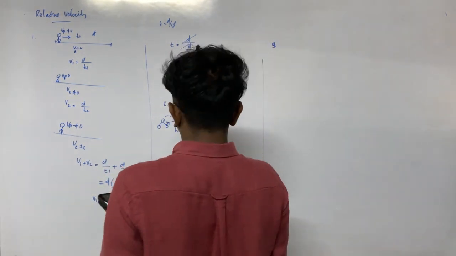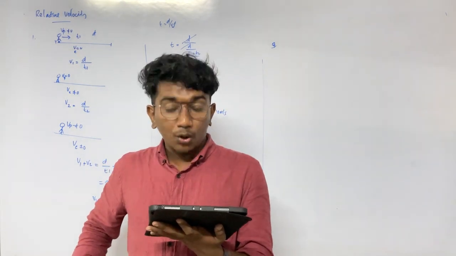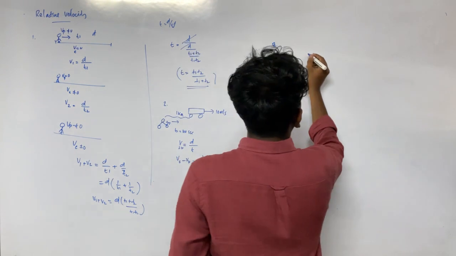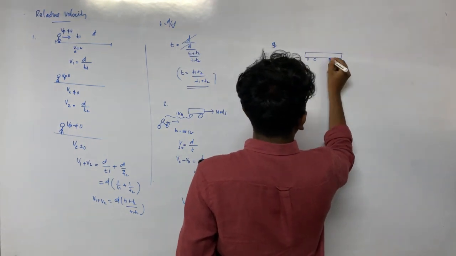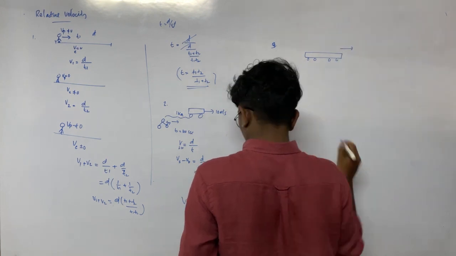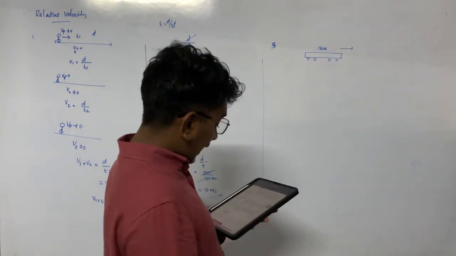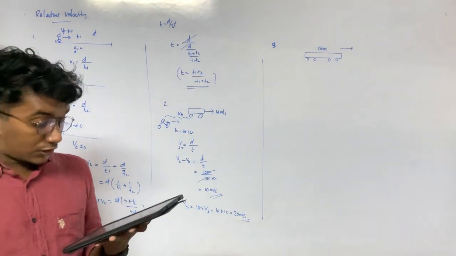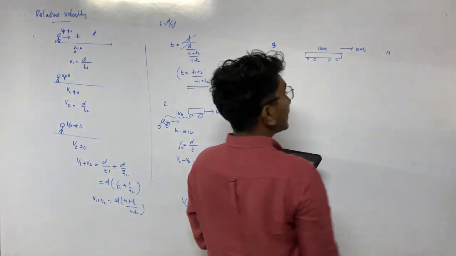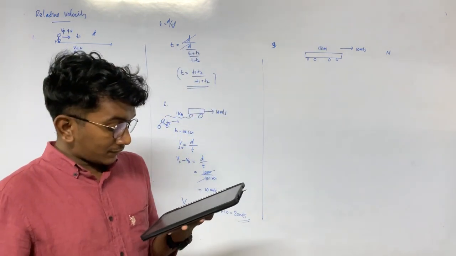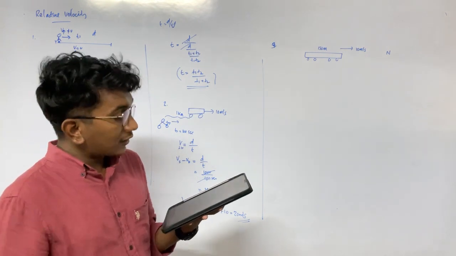Third question. A train of 150 meter length is going towards north direction. Let's say you would ask me, is this north, sir? Anyways, in some direction it is going, whatever it is. 150 meter. It is going towards north direction with the speed 10 meter per second. So let's say we'll assume that this is north. Okay, fine. A parrot flies at a speed of 5 meter per second towards south.